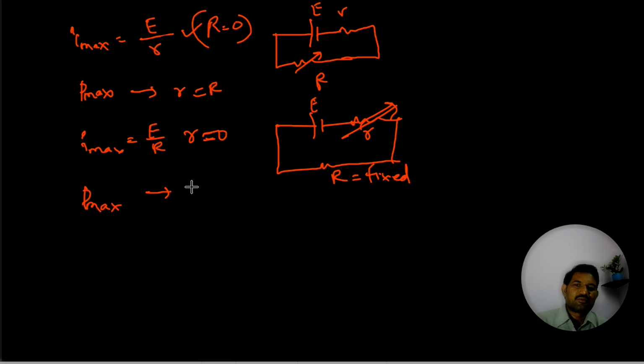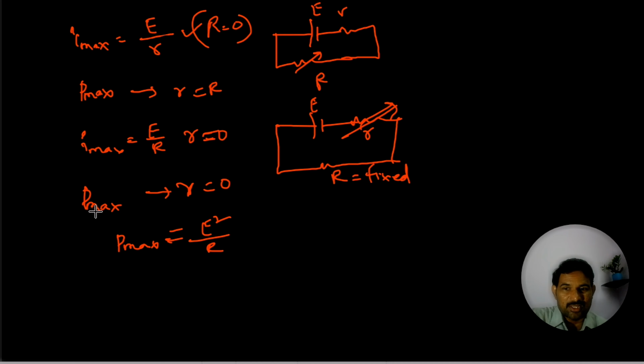So this small r is equal to 0, for that condition only we will get the maximum power delivered here. That maximum power delivered you can write as V square by R. So you need to remember this case, especially this case. When small r is variable, the power will be maximum when the internal resistance in the circuit is 0.